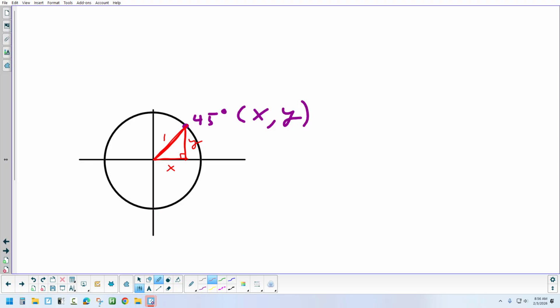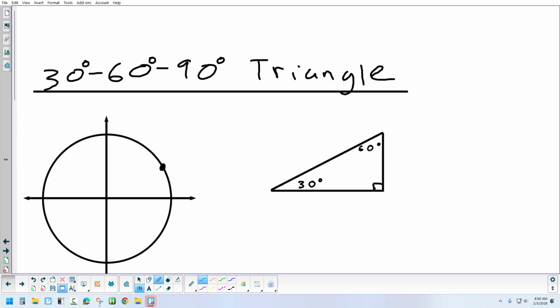So this angle right here is 45 degrees. The reason I know that is because that's the angle I have to tilt the hypotenuse at to make sure it points at 45. So this is a 90. This is a 45. What would the angle at the top be? It would be another 45. So to figure out the coordinates of 45 degrees, we need to work with a 45, 45, 90 right triangle.